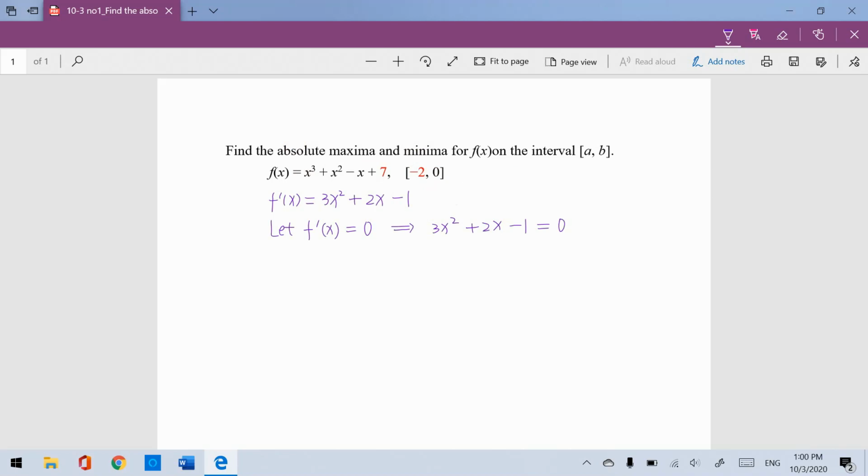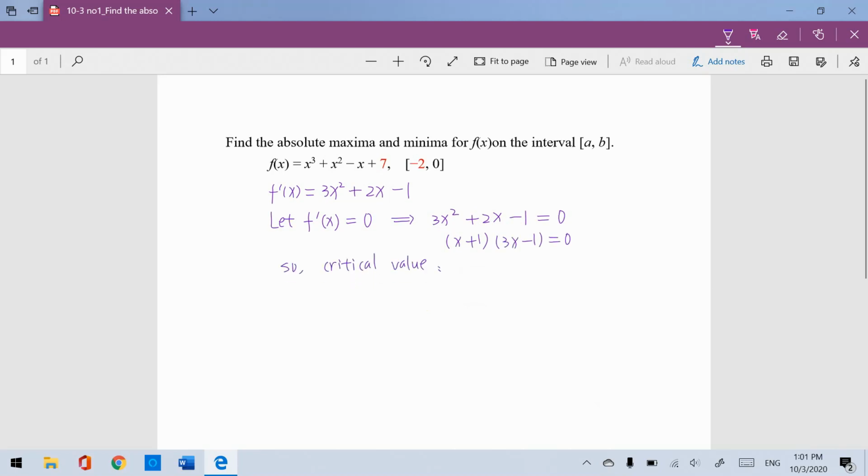Use the FOIL method, 1, 3. This one, 1, 1, then we have to put a negative, then here is positive, so we know this is negative. So we get (x plus 1)(3x minus 1) equals 0. So we get the critical values, x is negative 1 and 1/3.